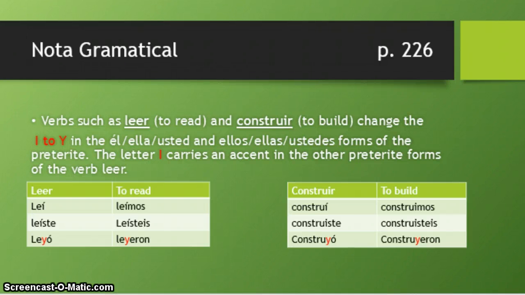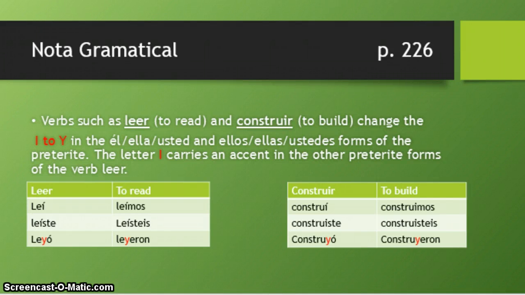Up to the nosotros form, remember I need to have those accents on the forms of the I in this verb. So leímos, leísteis, and back to our ellos, ellas, ustedes form where we have the spell change, it becomes leyeron. Remember, I can't have leieron. Got to smooth it out, change the I to a Y.